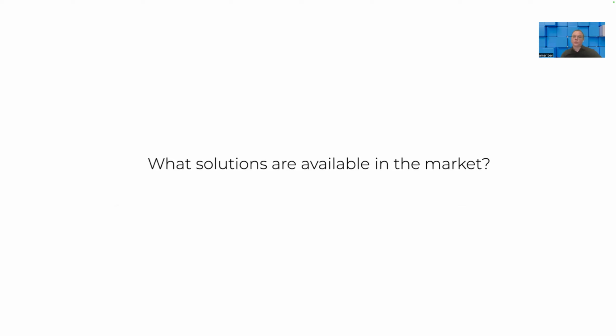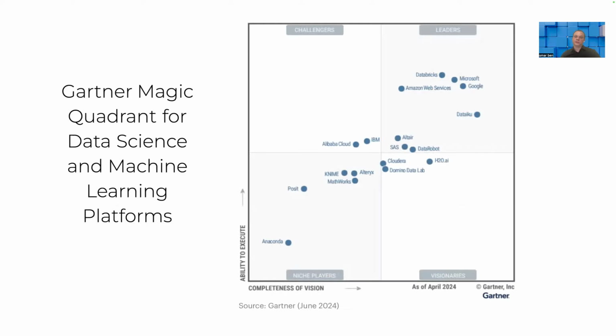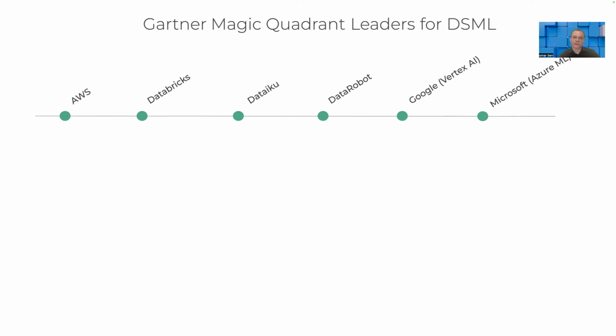So now the question here is, what solutions are available in the market? And for this, we're going to turn to Gartner again. This is the Gartner Magic Quadrant for data science and machine learning platforms. There are challengers, leaders, visionaries, niche players. You could evaluate all of them. But for the purpose of this video, we're going to focus on just the leaders, and we're going to focus on 7 of them here. AWS, Databricks, Dataiku, DataRobot, Google with Vertex AI, and Microsoft with Azure ML.